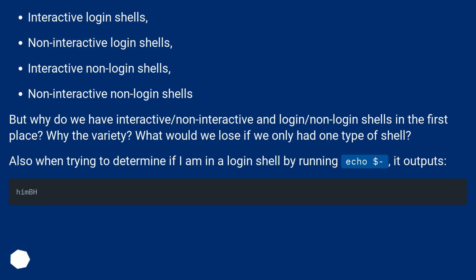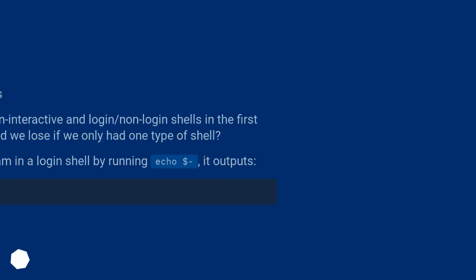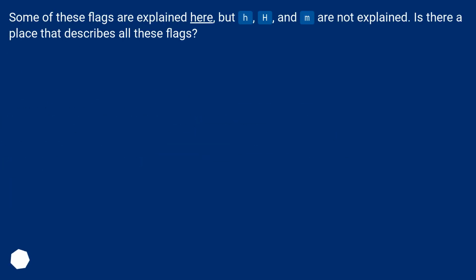Also, when trying to determine if I am in a login shell by running echo $-, it outputs some flags. Some of these flags are explained here, but H and m are not explained. Is there a place that describes all these flags?